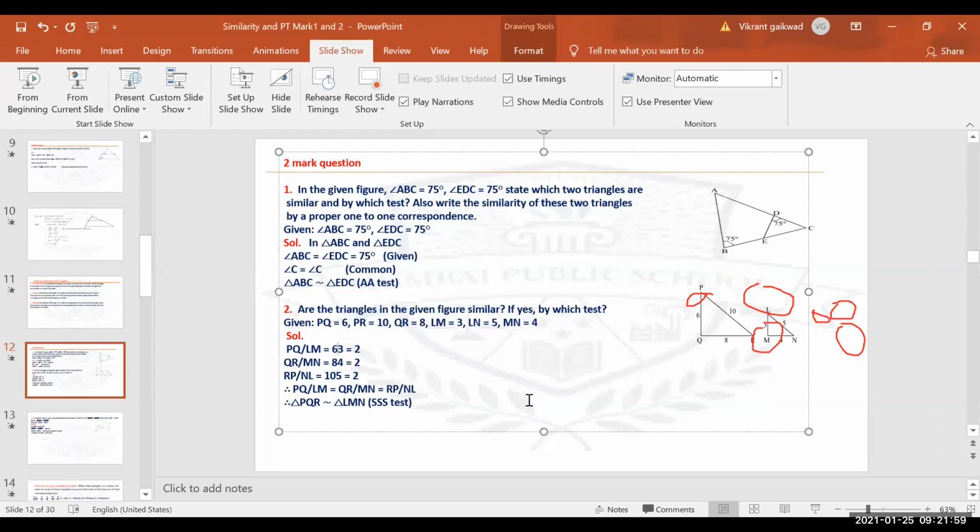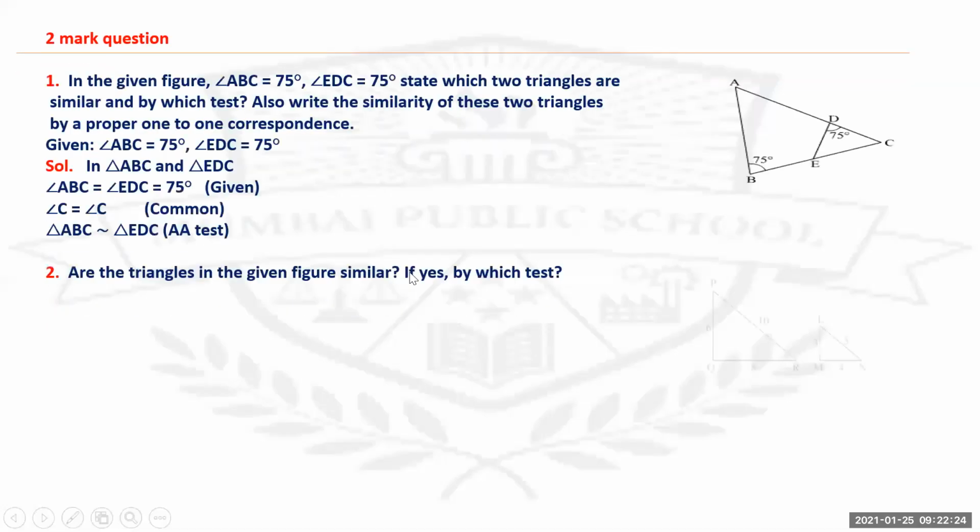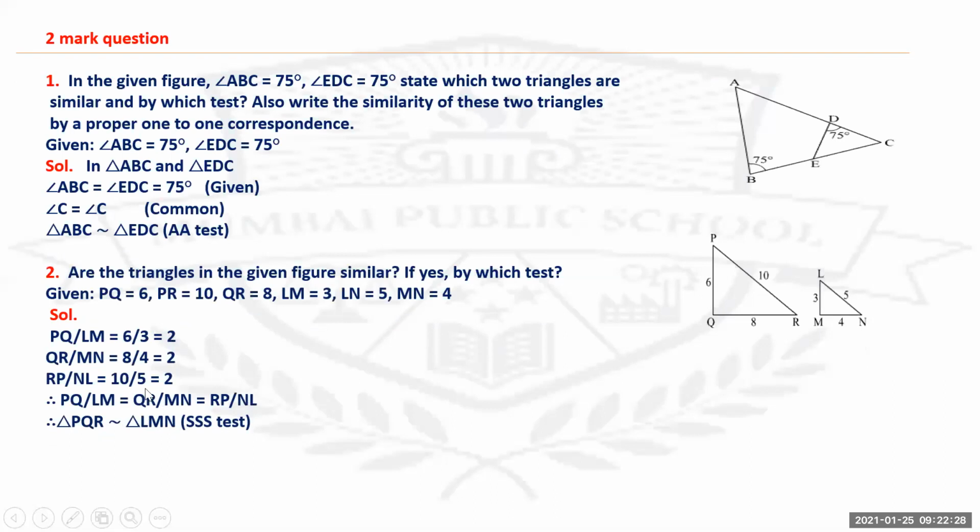So PQ upon LM equals 6 upon 3, that is 2. QR upon MN is 8 upon 4, that is equal to 2. RP upon NL is 10 upon 5, that is equal to 2. So all the corresponding ratios you get are equal to 2. Therefore, PQ upon LM equals QR upon MN equals RP upon NL, and as all the corresponding ratios of the sides are equal, the two triangles are similar by side test. Is this clear to all the students?